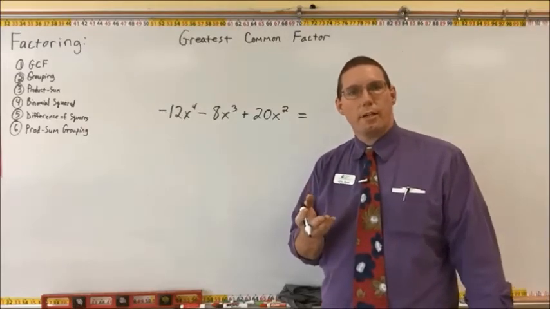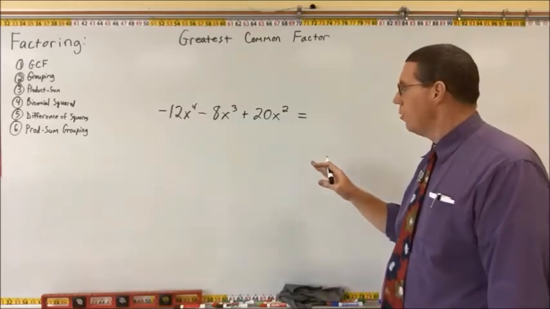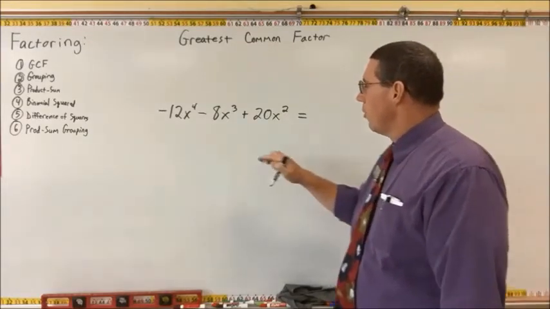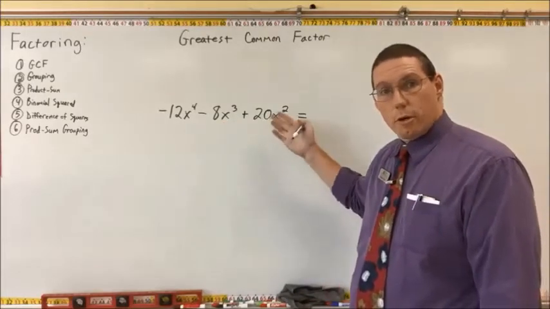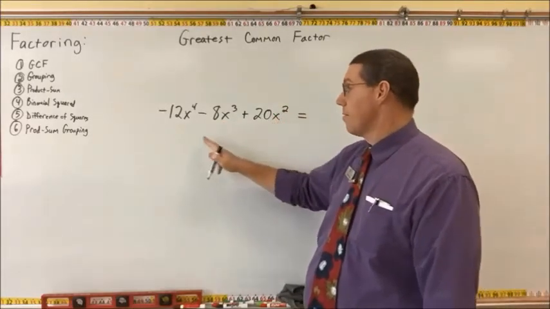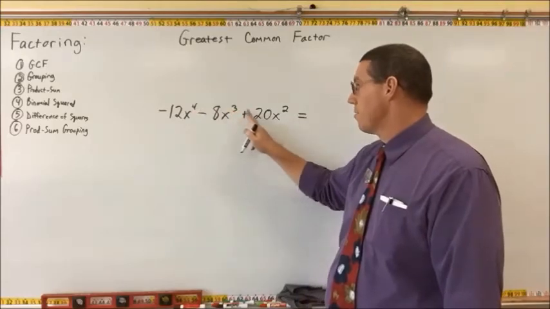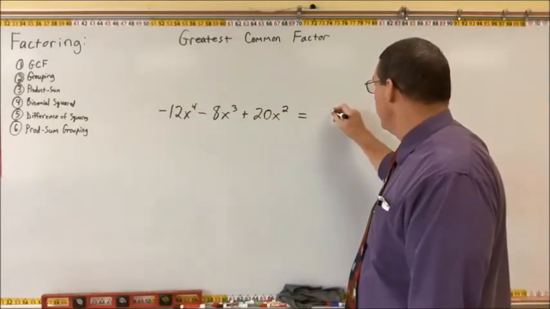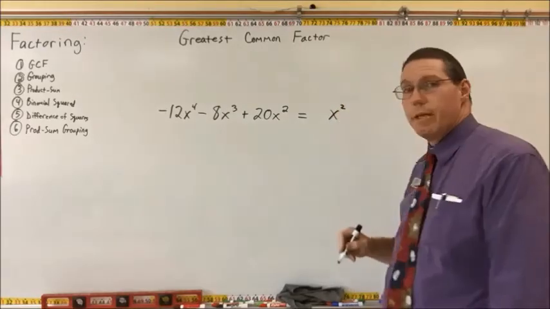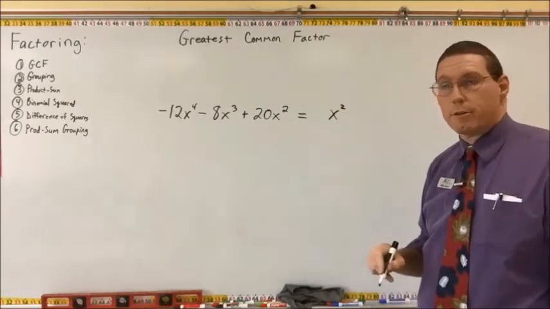Okay, so hopefully you had a chance to try this one on your own. Let's look at all the terms. Is there a variable in every term? Yes, x. So we're going to take an x out. How many x's? Well, here's 4 x's, here's 3 x's, here's 2 x's. So we're going to take 2 x's out. So we know that x squared is going to be included in that greatest common factor.